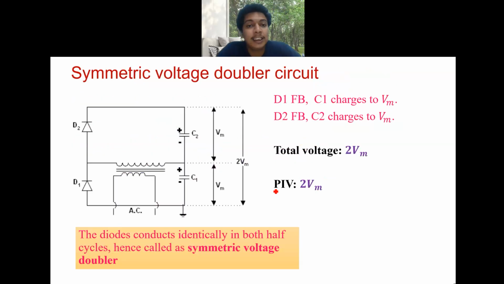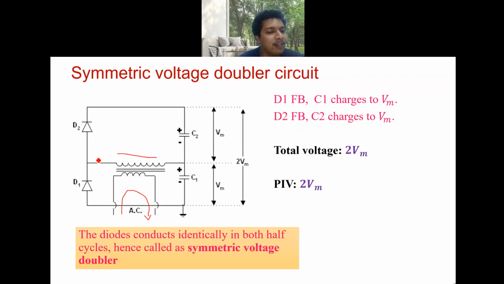Now, the next part is the symmetric voltage doubler circuit. Till now we were discussing the asymmetric voltage doubler circuit. Let us see the working of this, then you will understand. So this is your AC voltage, the primary terminal of the transformer, and this is the secondary terminal of the transformer.